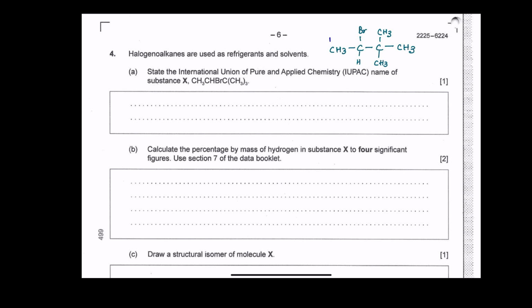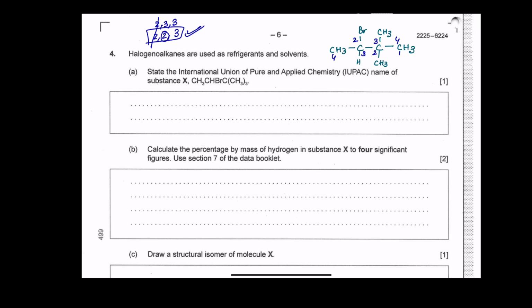If I number it from the left, the positions are 2, 3, 3. And if I number it from the right, I'll get 1, 2, 3, 4, and the numbering from the right gives me 2, 2, 3. If I apply the lowest locant rule, the first one is the same number, so cancel it out. Between 3 and 2, 2 is the lower number. As a result, we'll choose the second set of ordering, that is from right to left.